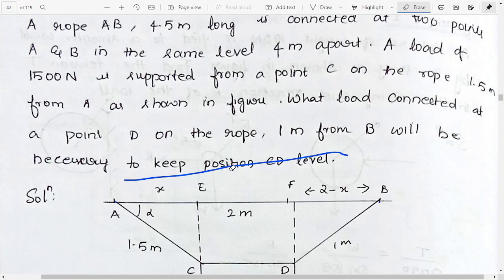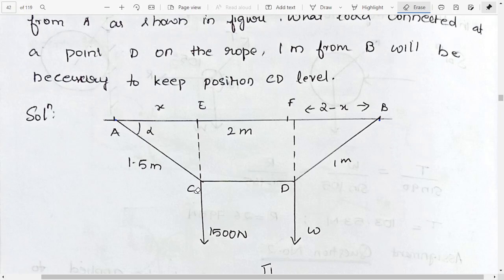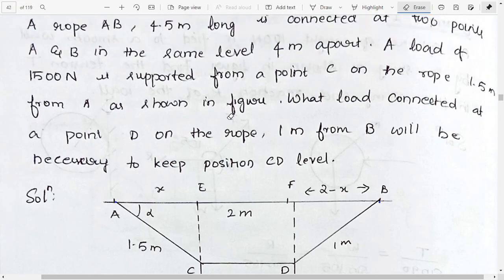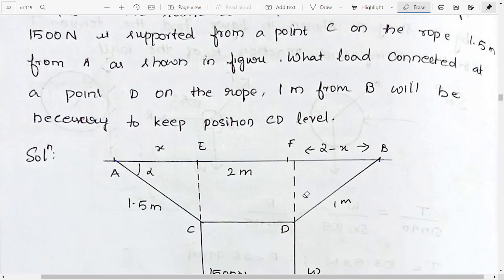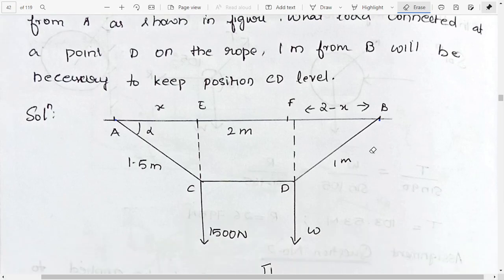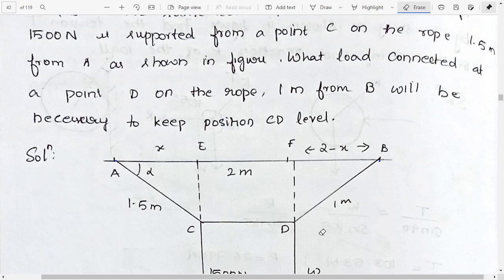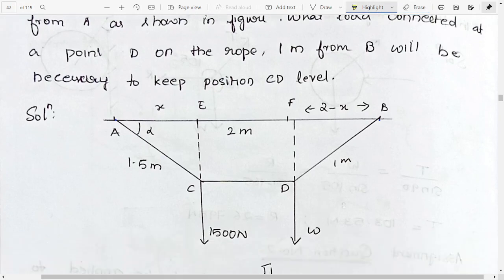A load of 1500 Newton is supported from a point C on the rope, 1.5 meter from A. So this is our rope, which is acting downwards like this. As shown in the figure, what load connected at point D on the rope, 1 meter from B, will be necessary to keep the position CD level? So this is our diagram. What we need to find here is W.